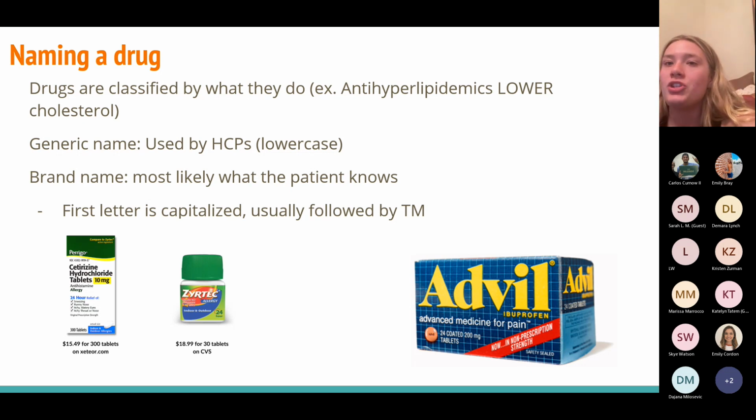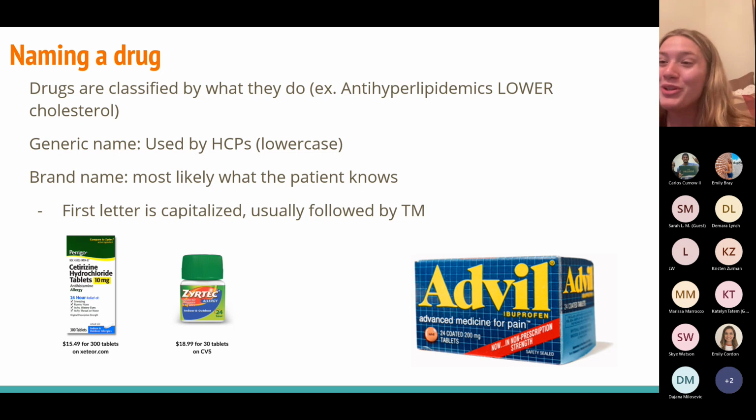So, the generic name is mostly what's going to be used. This is what is used by healthcare providers when we're speaking. If you call pharmacy, you're not going to be able to say, "Hey, I need 5 milligrams of Advil." One, they might not even have the brand Advil, but they're not really going to know what that is. When you're communicating with a physician, a pharmacist, or anyone, you have to use the generic name.